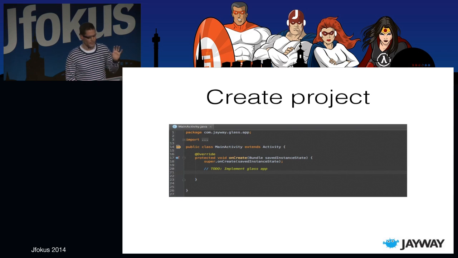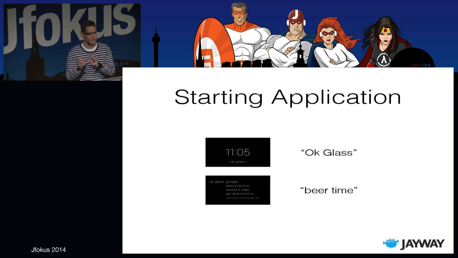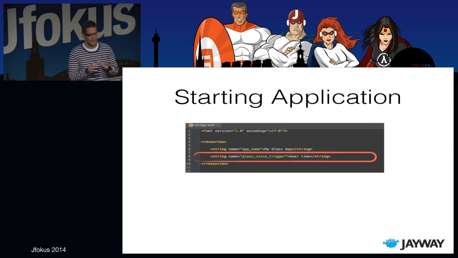So here we are with an activity that is empty, there's no content. The first thing we have to do is to hook up the application to the voice menu. So we need to be able to start the application. What I want to do is say, OK Glass, beer time. And we need to do three things. We need to add a new string to the strings.xml. We need to create a new trigger, and we need to change the manifest pointing at the trigger.